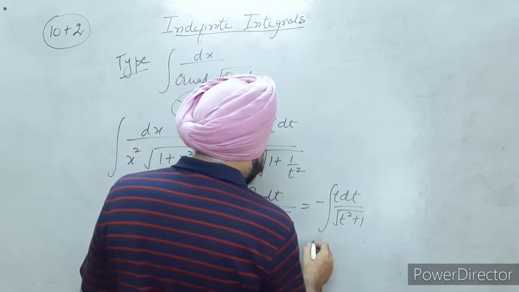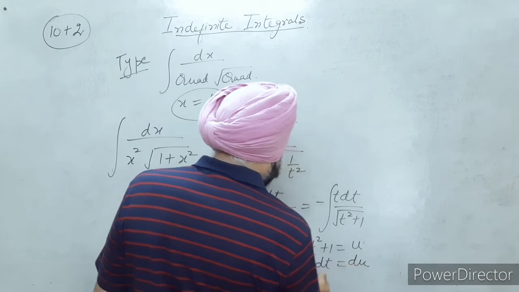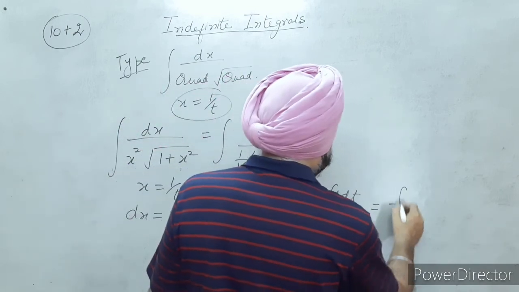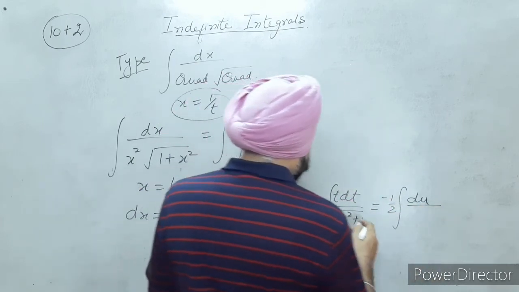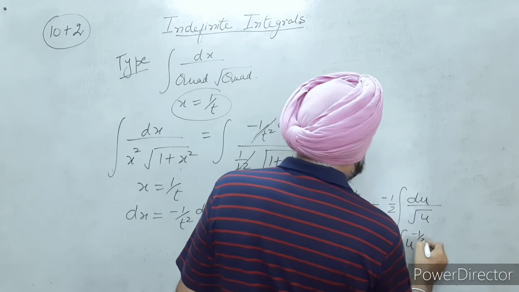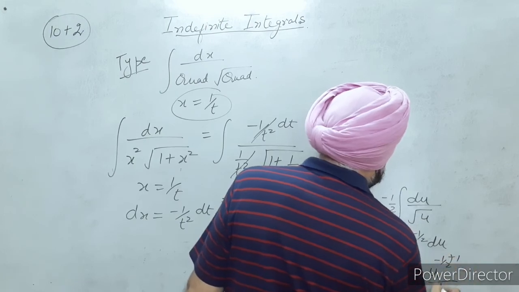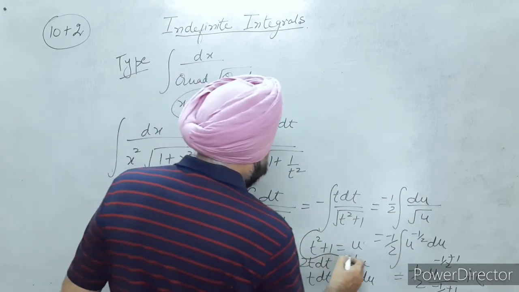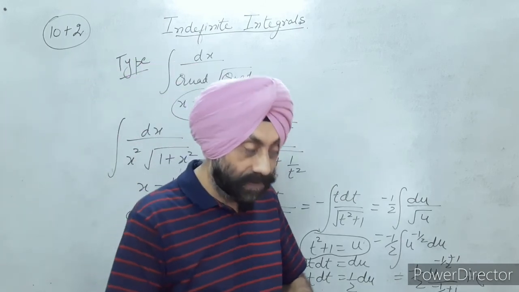Now again a substitution is required. Put t square plus 1 equals to u, so that 2t dt is equal to du, or t dt equals to half du. Just put the value. I get negative t dt is half du upon, this is under root of u, that is minus half u to the power minus half du. Answer is minus half u to the power minus half plus 1 upon minus half plus 1 plus c. Substitute the values where u was t square plus 1 and where t was 1 by x. Get the answer. This is the way how we solve this type.